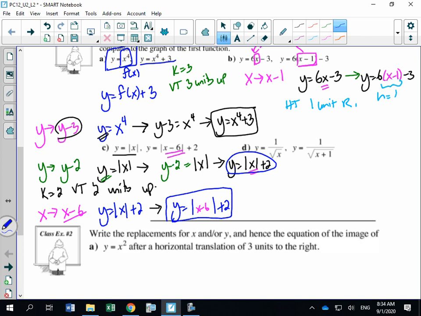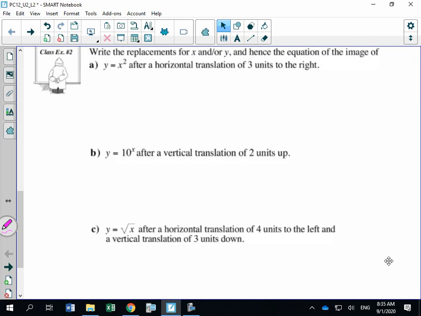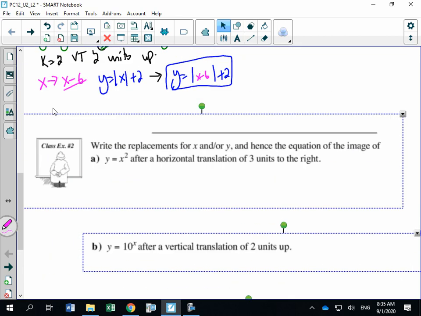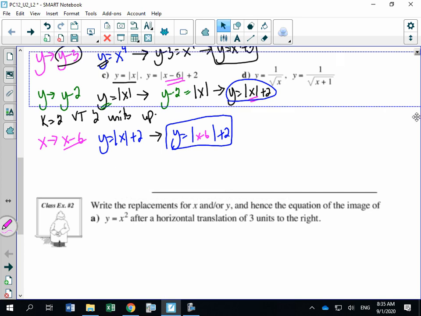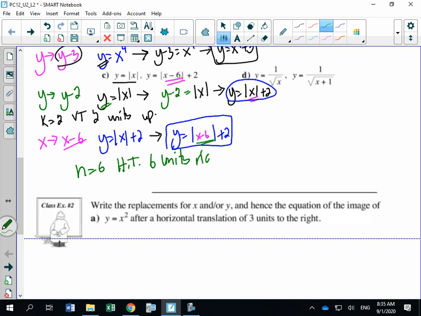And you might want to make a note, let's talk about the h value here. So let me move this down a bit. Okay, to talk about the h value now, it's within the function. H is equal to 6. That is a horizontal translation, 6 units right.